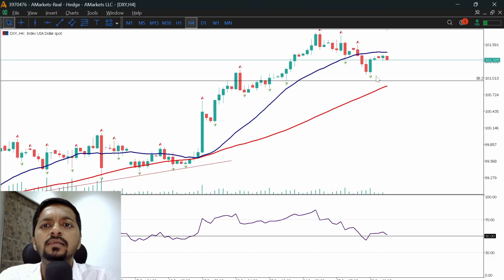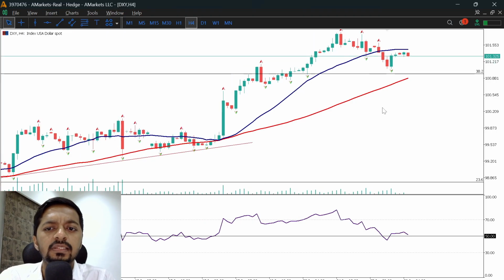If you look at the price, this is the previous fractal. Until and unless price crosses above this level, which is 101.700, we can expect further downward continuation up to 100.800 and 100.500 in the upcoming session.